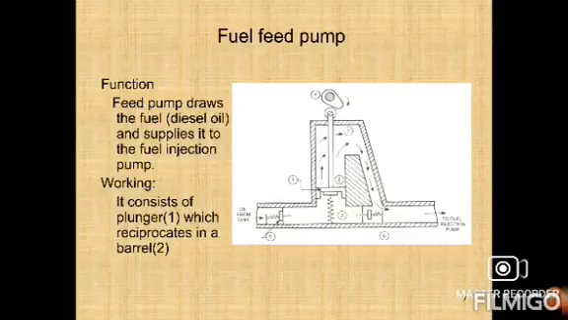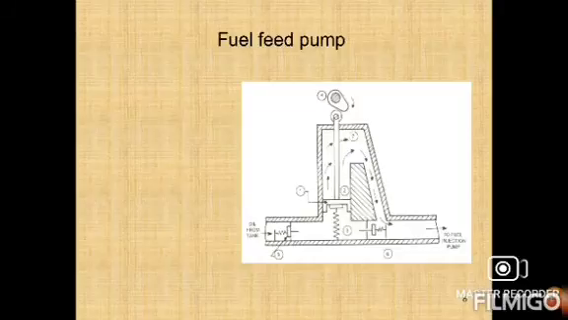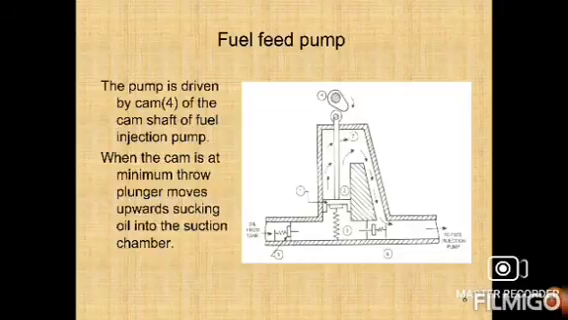The plunger requires two strokes to deliver fuel to the injection pump. Due to the rotation of the cam, the plunger moves upward against the spring action. At the same time, the inlet valve is closed and the fuel is forced through the outlet valve.